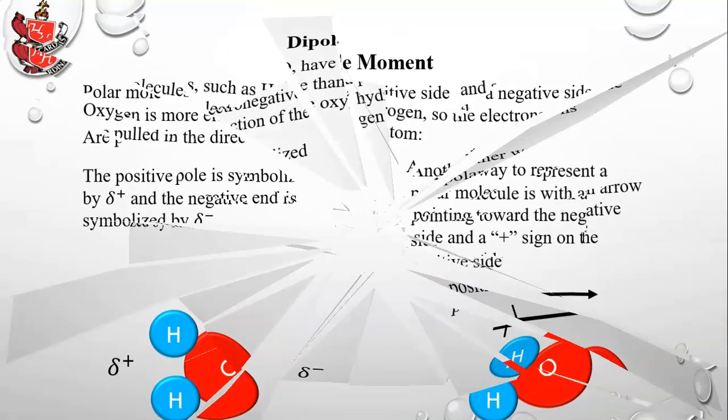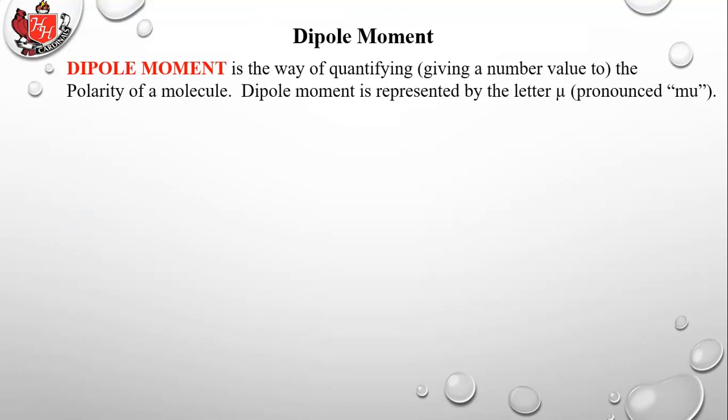So what is a dipole? Dipole moment is a way of quantifying, giving a number value to the polarity of a molecule. Dipole moment is represented by the letter mu, pronounced mu. So in other words, we always could put a number to ionic charges. They were +1, +2, or -1, -2. But with polar molecules such as water, we just said, the oxygen side's kind of a little bit on the negative side, and the hydrogen is a little bit on the positive side, but we never put a number to it. So now this gives us a way to put a number to a polar molecule to tell you how polar it is.